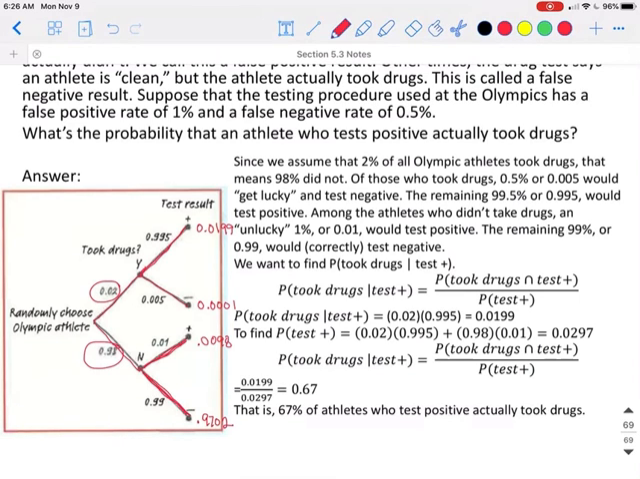now we need to find the probability that they tested positive. So tested positive is here and here. So if we add those two categories together, we're going to get 0.0297, which we will put on the bottom. Now of those, we want to see how many of them actually took the drug. So yes, they took the drug and they tested positive would be this category up here. So that's where we get the 0.0199. And if we divide that out, there's a 67% chance the athlete who tests positive actually took the drug.